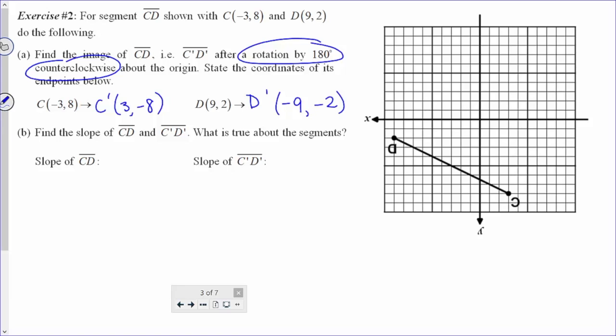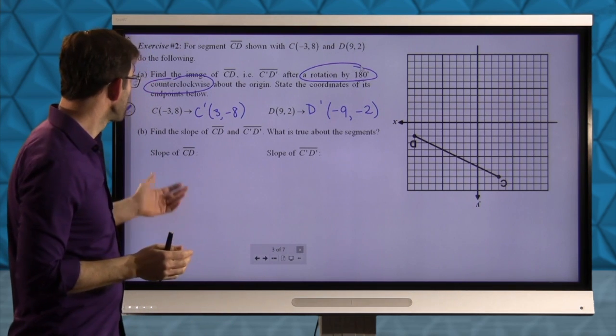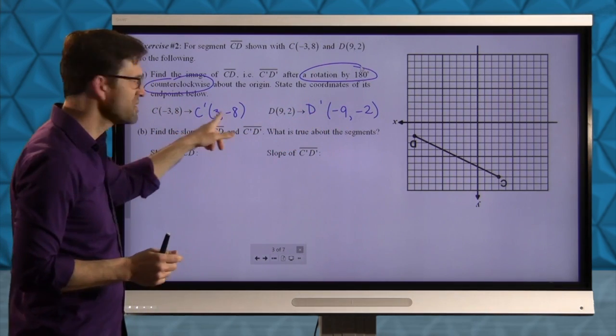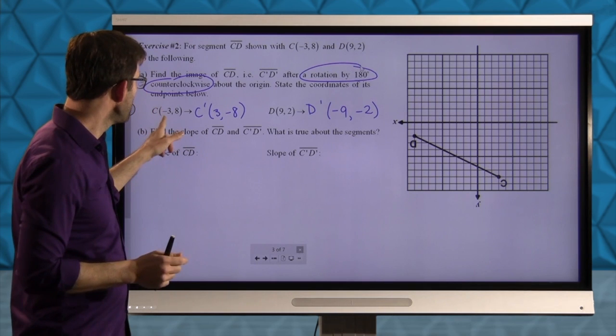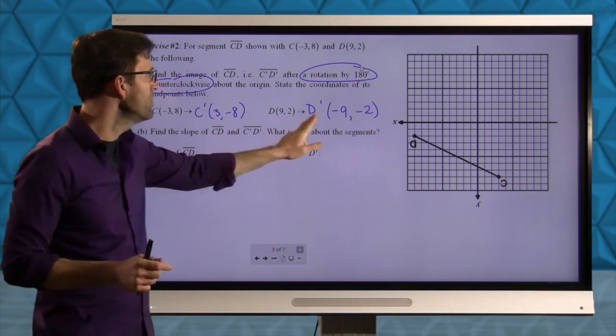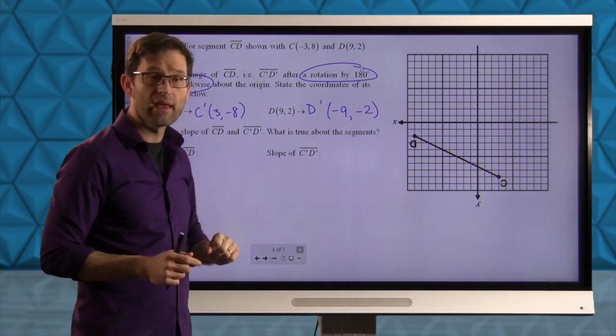You might even notice something: hey look, it's the exact same coordinates. They've just had their signs changed, right? This was at negative 3, 8. This is now at 3, negative 8. This was at 9, 2. This is now at negative 9, negative 2.